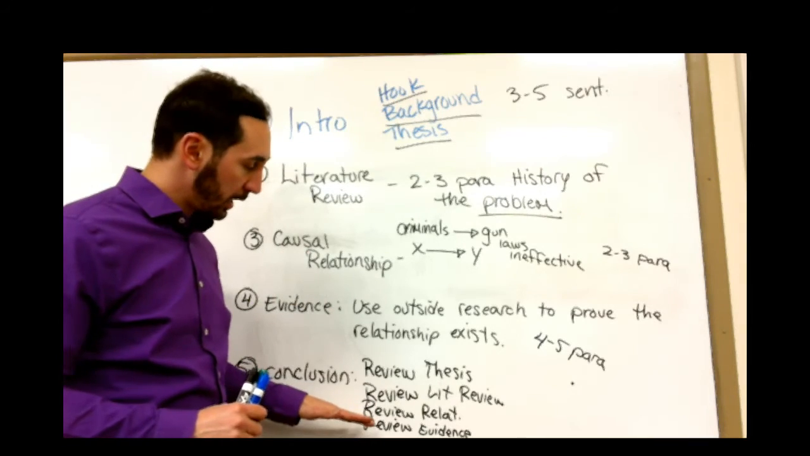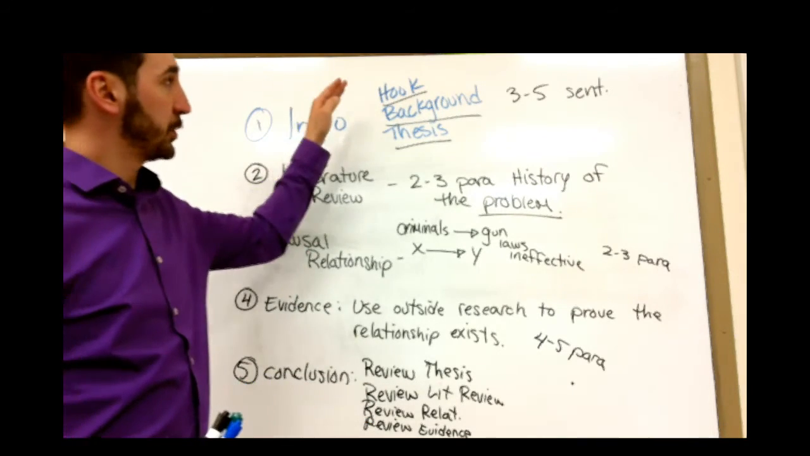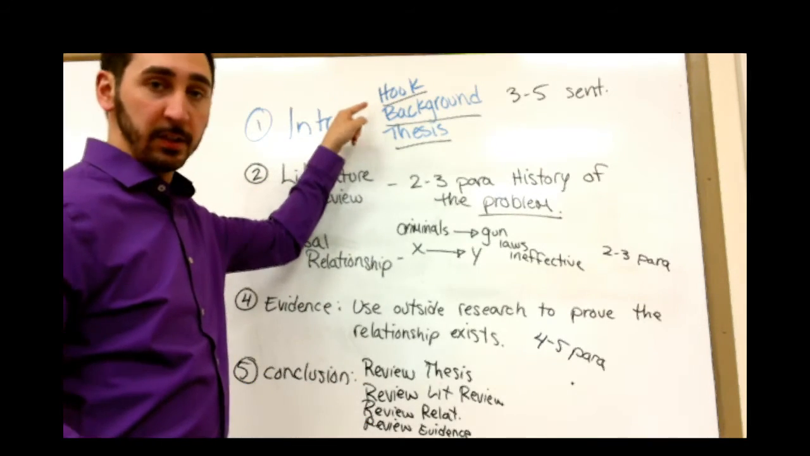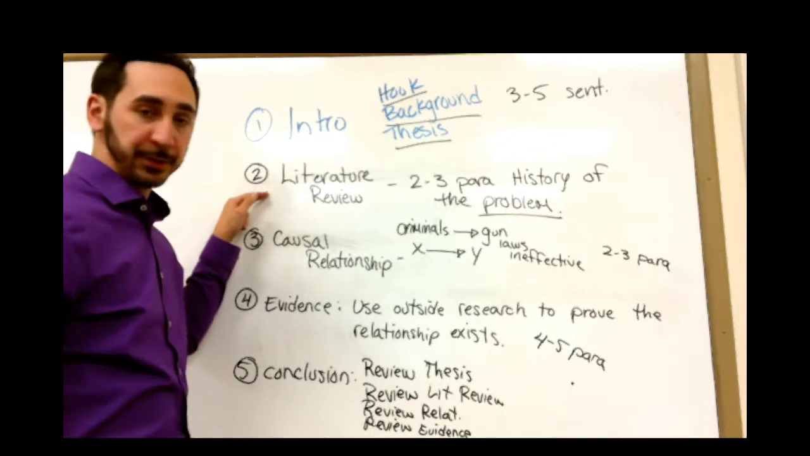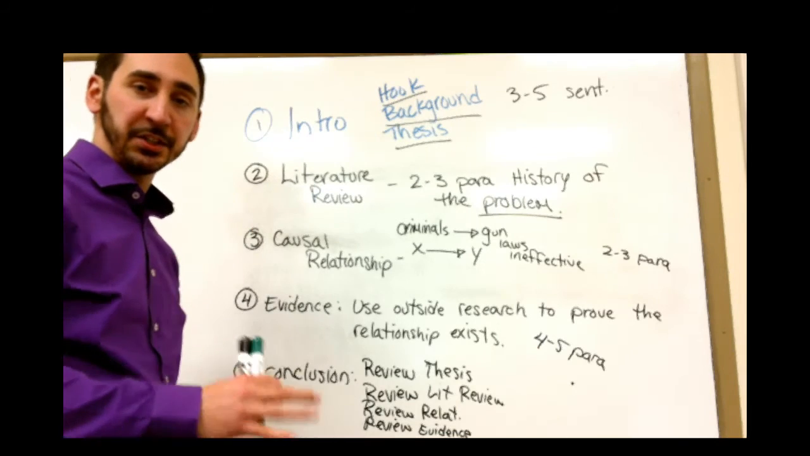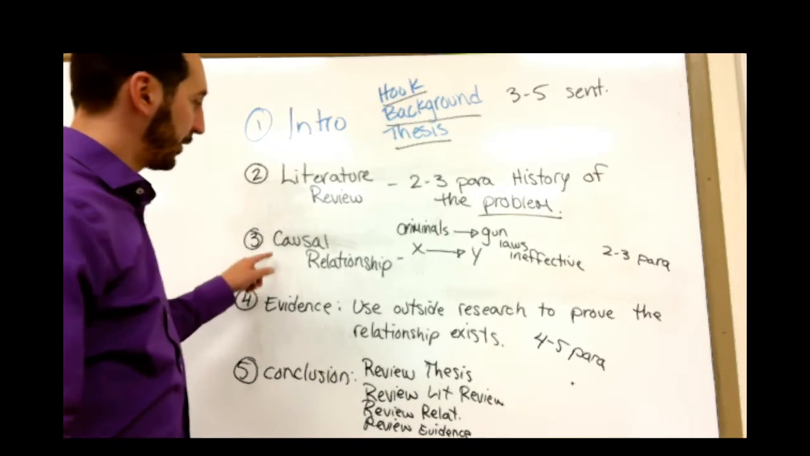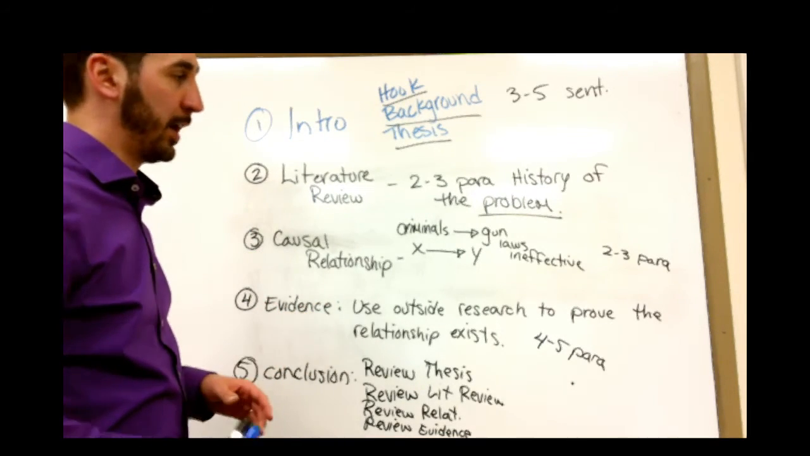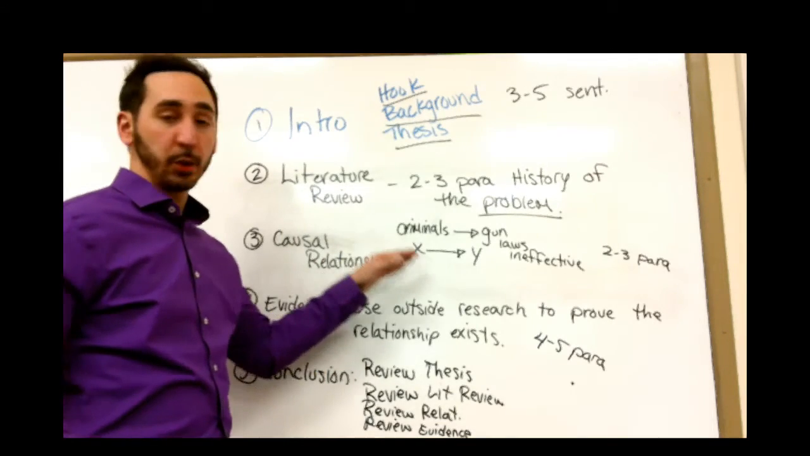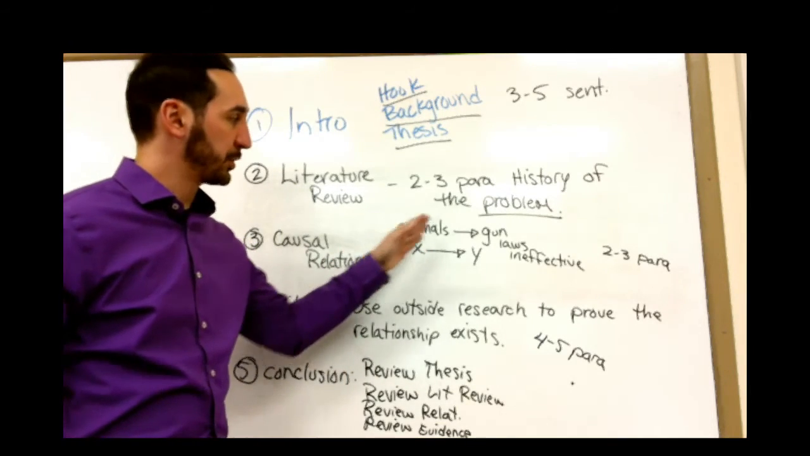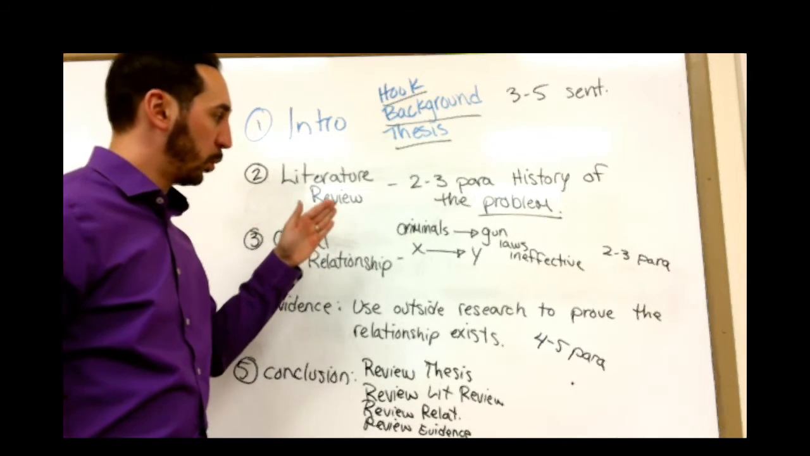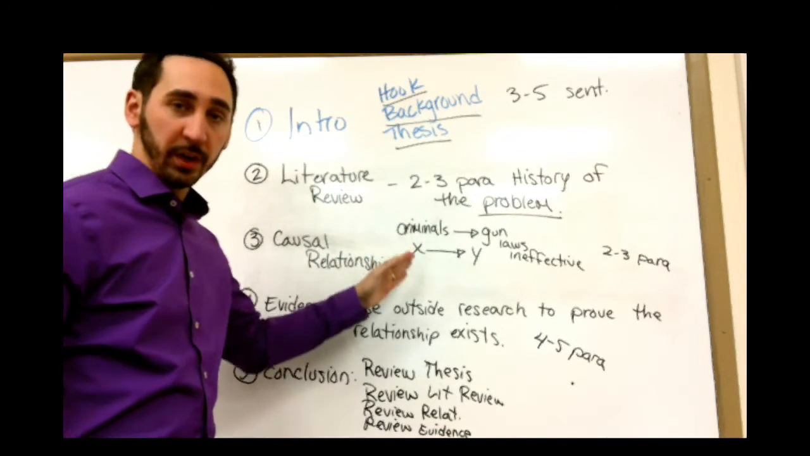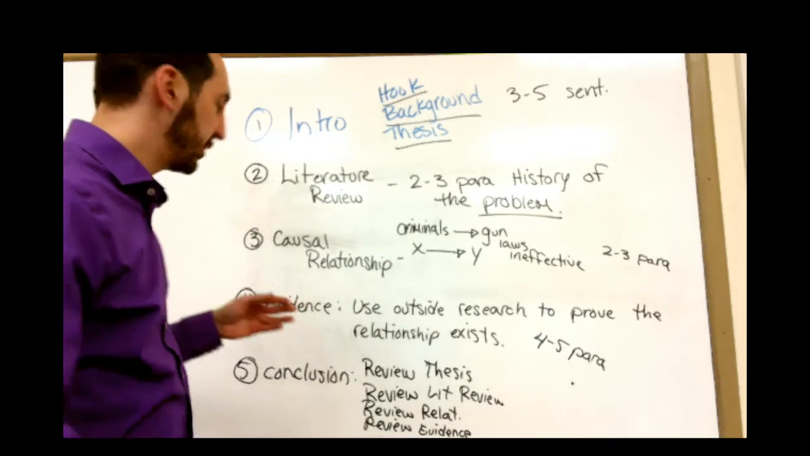Again, you started with the intro. You have 3 to 5 sentences: a hook, a couple sentences of background, and then a one-sentence thesis. Then you have the literature review, 2 to 3 paragraphs that give a history of the problem. Then you have the causal relationship. You spend 2 to 3 paragraphs, maybe even less, explaining your X causes Y. Your criminals cause gun laws to be ineffective. Your event 1 causes event 2. Explain that relationship to me.